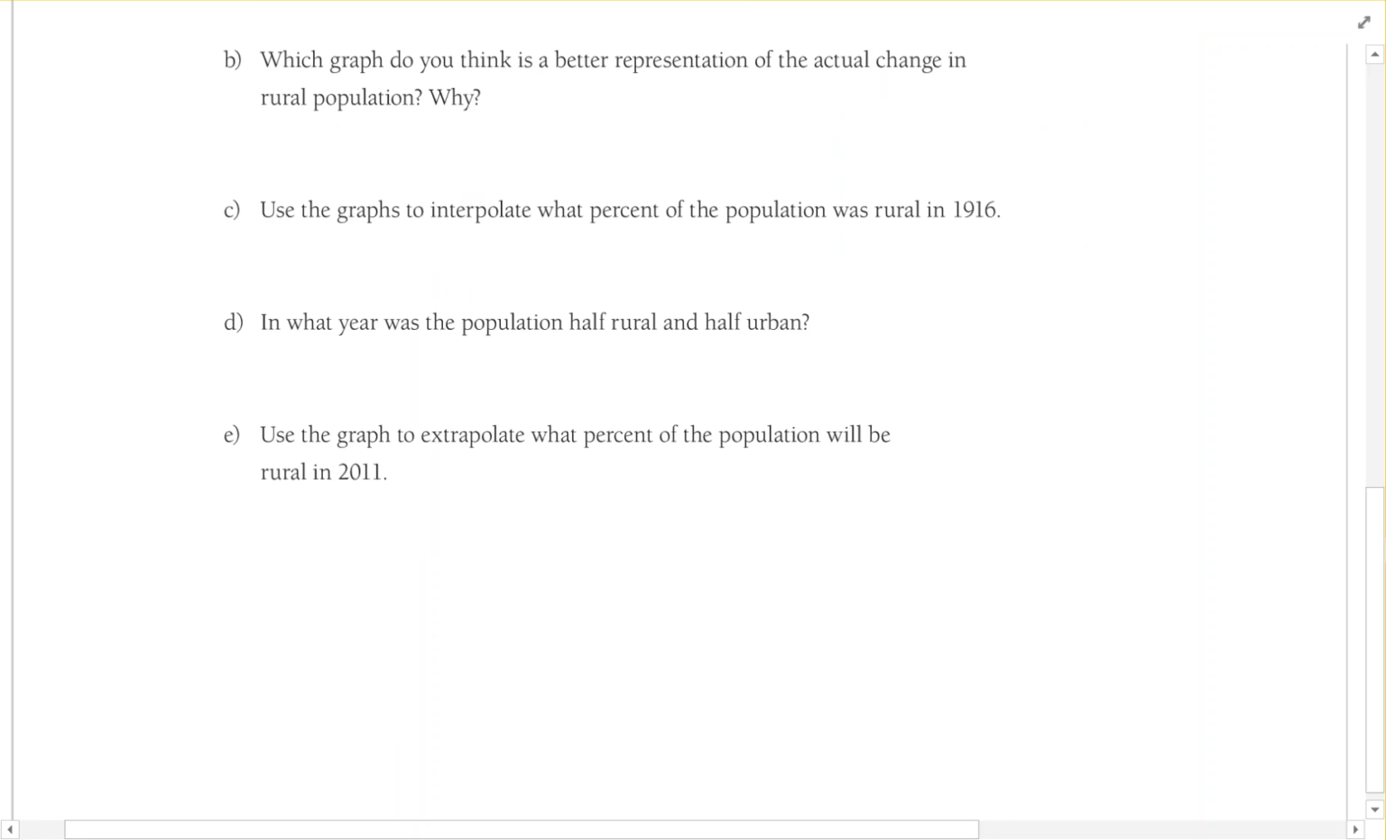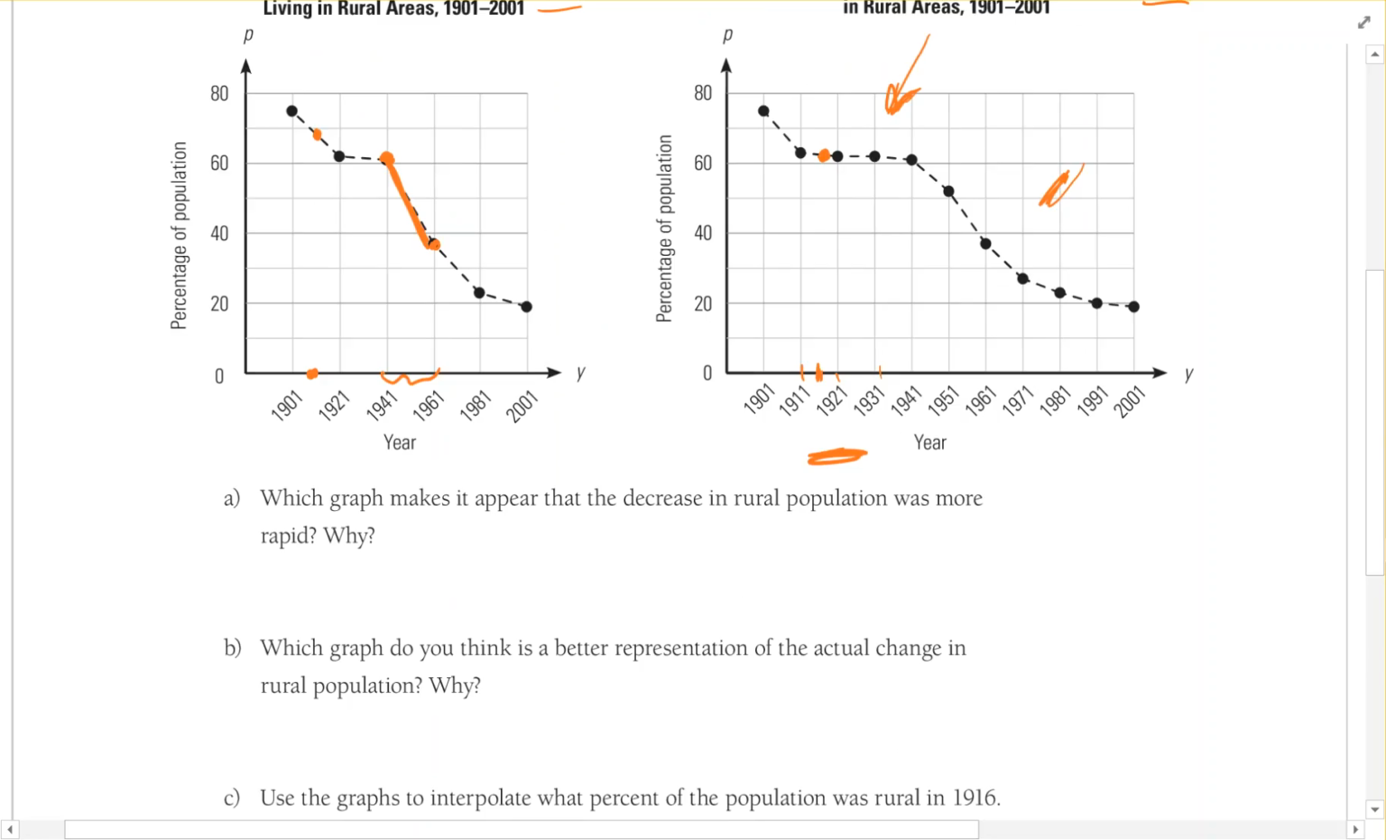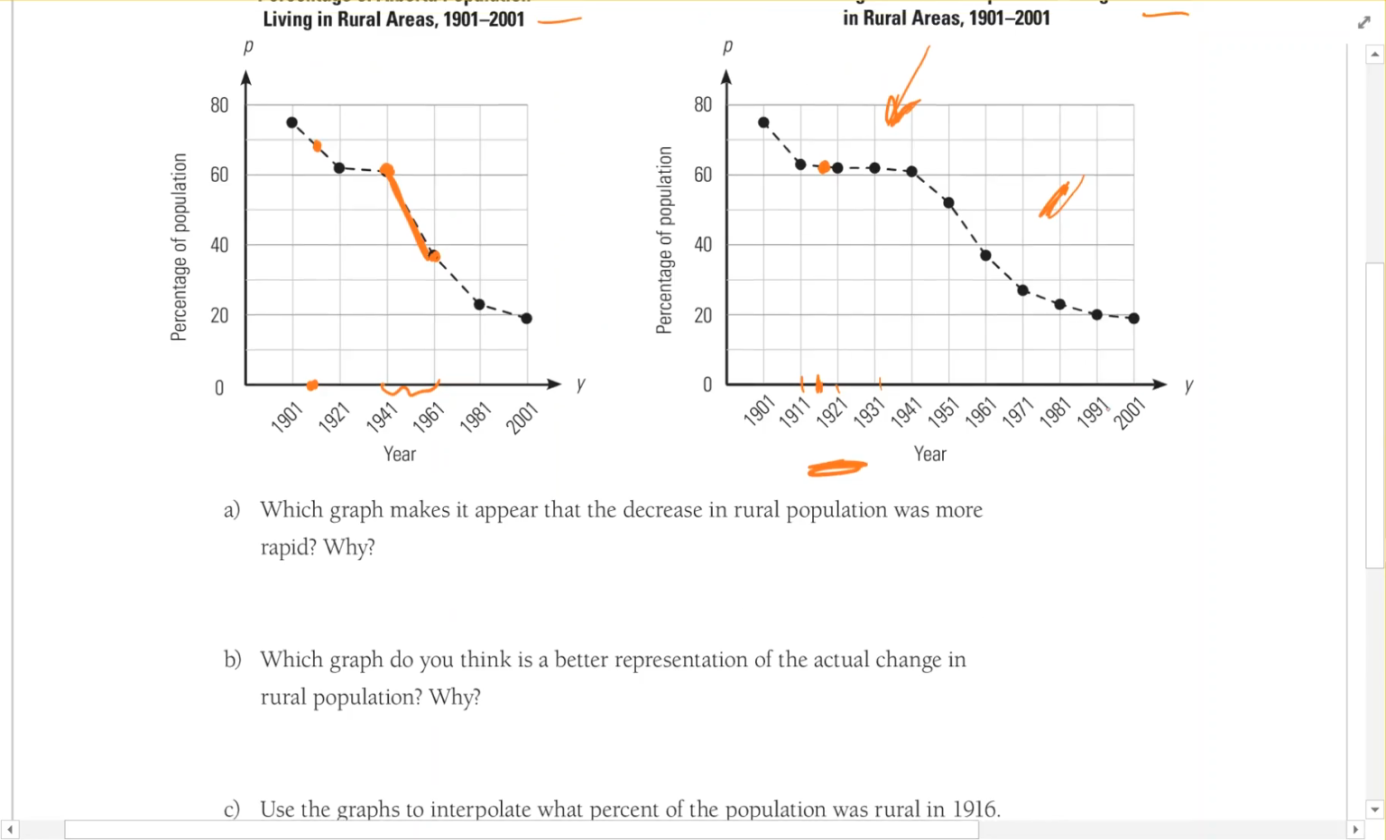Use the graph to extrapolate what percentage of the population will be rural in 2011. Okay, so this one, 2011 would be over here. And it looks on this graph like it's flattening out, so it's probably going to be almost the same, so 20 or 19 or something like that.